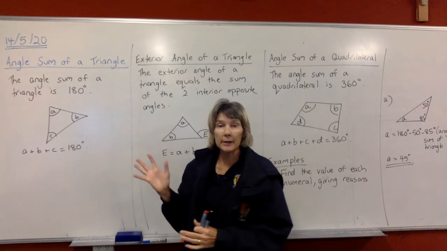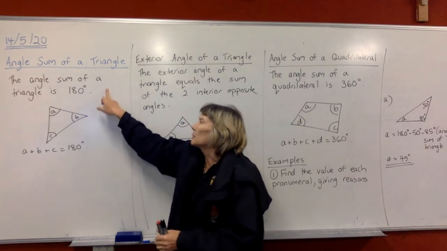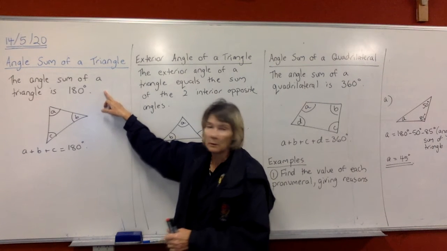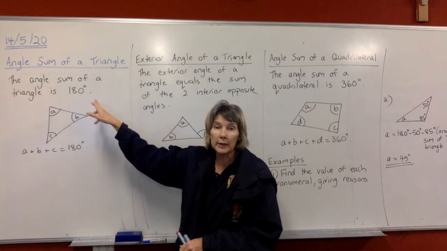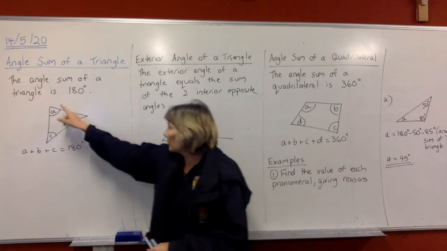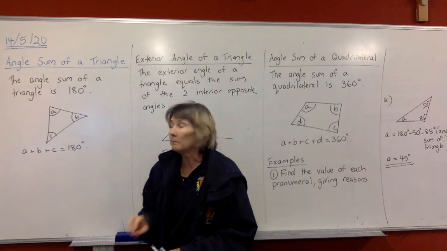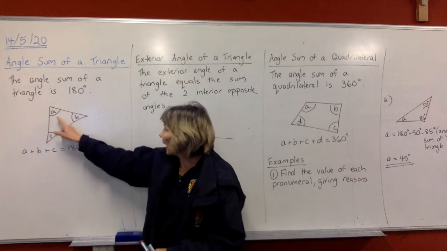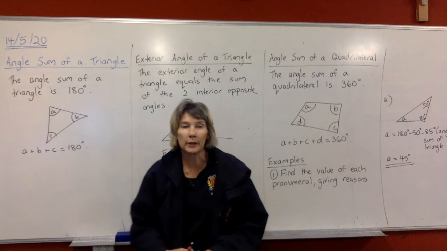Everything I've written here is a reason you can use in geometry. So the first one, this reason is the angle sum of a triangle is 180 degrees, which I'm sure you already know, but that's the reason you would quote if you're using it in geometry. So if we look at a triangle, the angles inside the triangle, there's 3 of them. These angles all add up to 180 degrees. So I could say A plus B plus C equals 180 degrees.